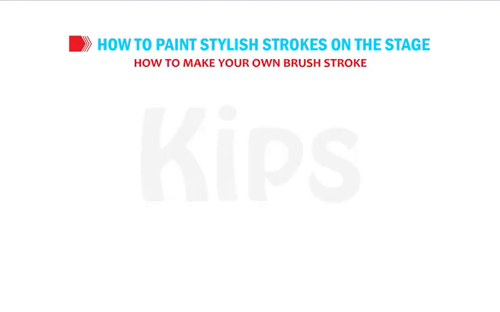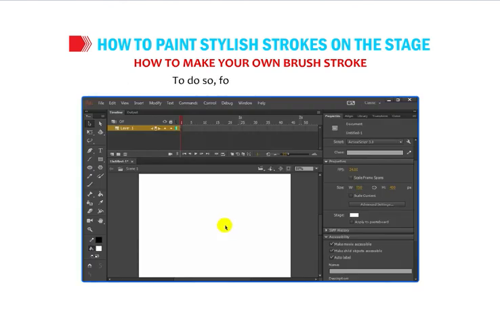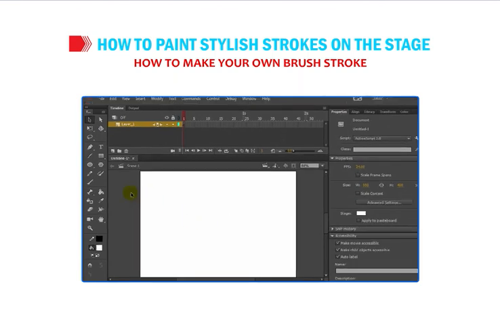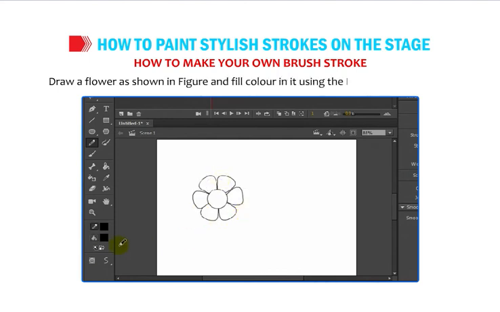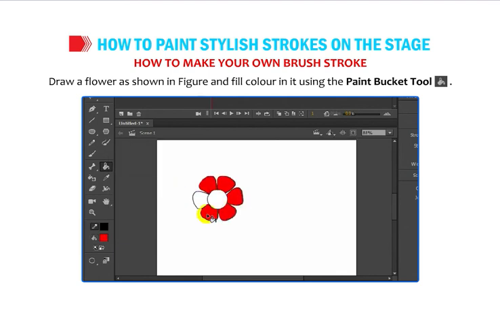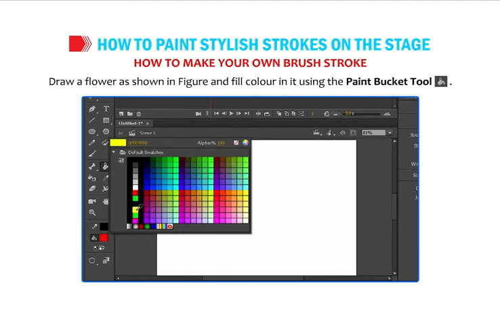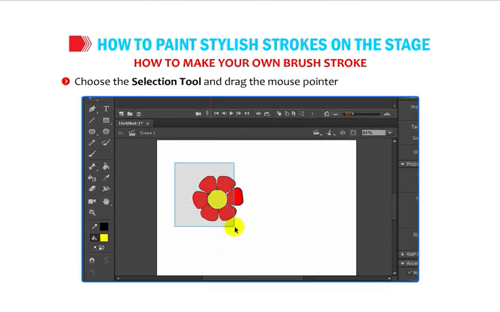How to make your own brush stroke. Animate CC allows you to save any shape as stroke. To do so, follow the given steps. Select the Pencil tool from the Tools panel and set Pencil mode to Smooth. Draw a flower as shown in figure and fill color in it using the Paint Bucket tool. Choose the Selection tool and drag the mouse pointer to select the flower.